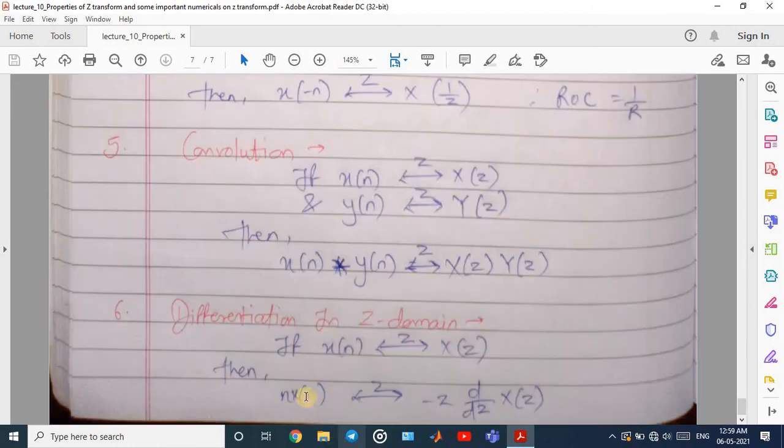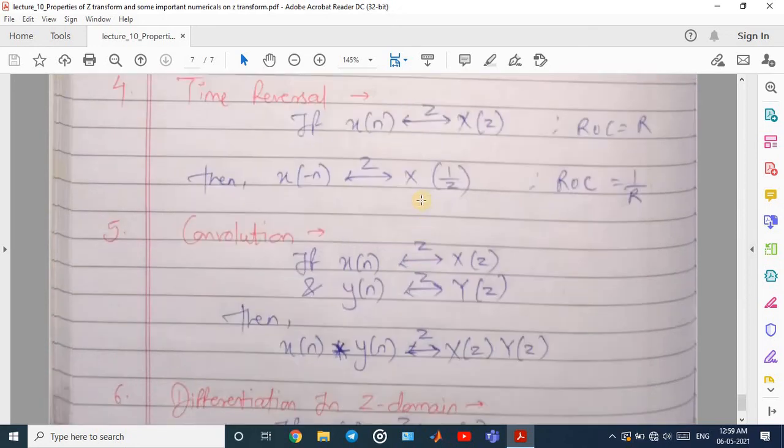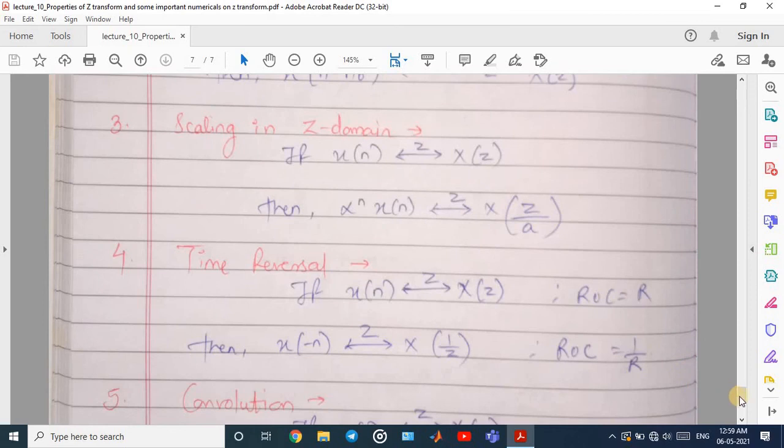Okay, so this is for today. I think we have covered 70% of the 5th chapter. Now in the next lecture we are going to study how to find the inverse z transform and the steps for inverse z transform.